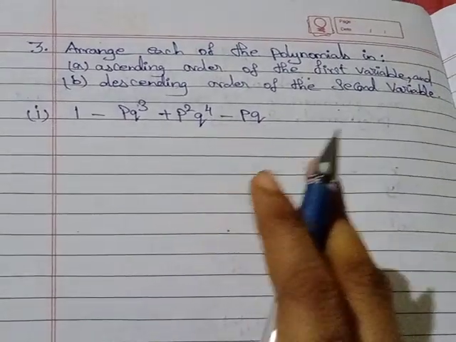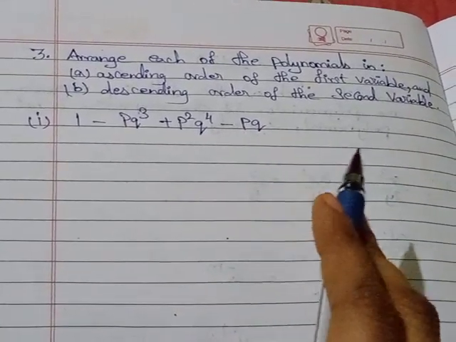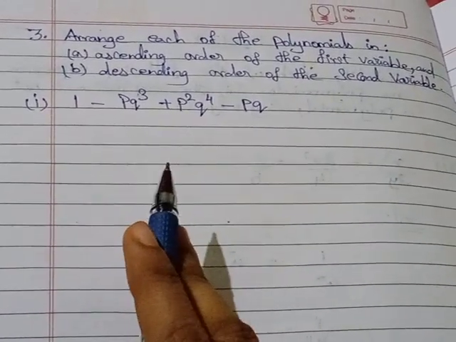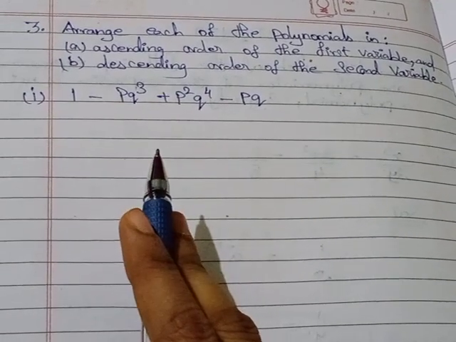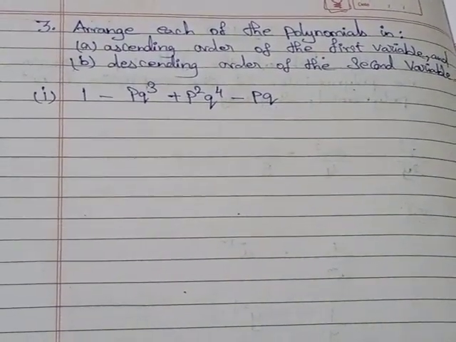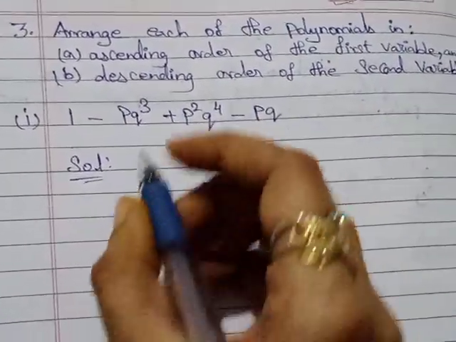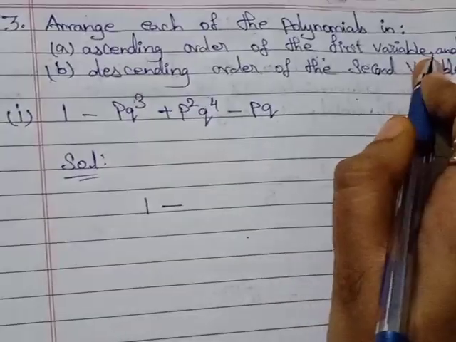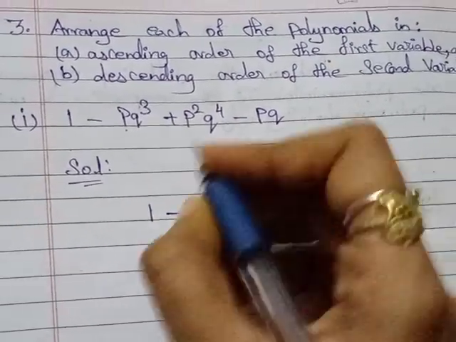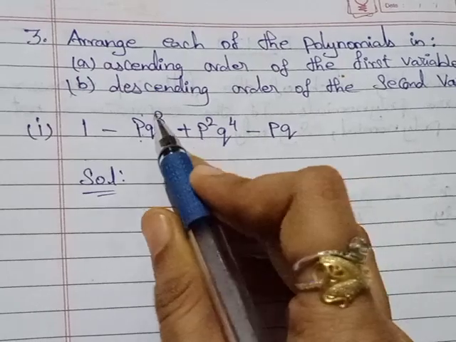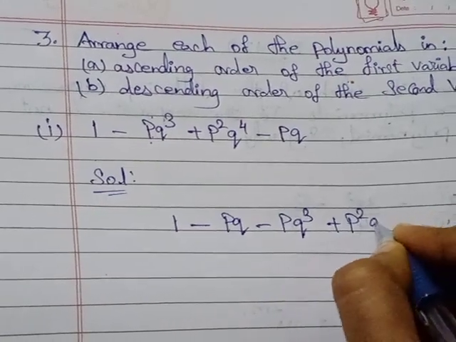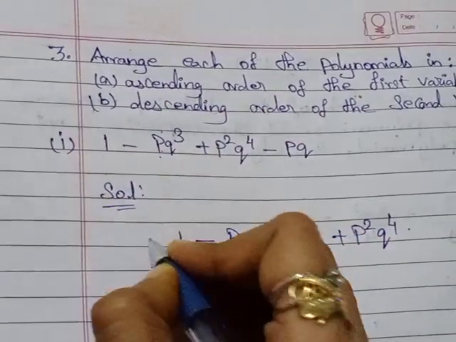Third question, arrange each of the polynomials in A, ascending order of the first variable and B, descending order of the second variable. The question is 1 minus p q cube plus p squared q power 4 minus pq. Solution. First one is ascending order. Ordering the first variable, so the first variable is p: 1 minus p q, minus p q cube plus p squared q power 4. This is the ascending order.